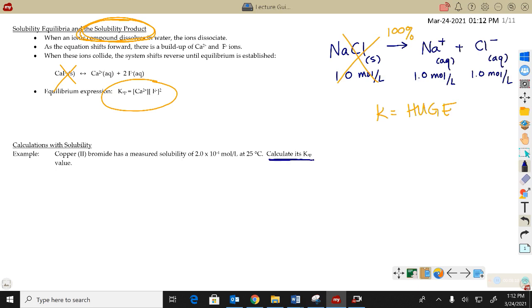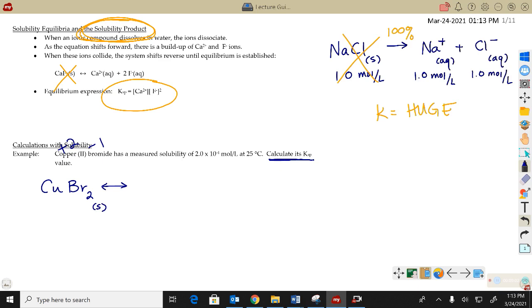Well, let's set up the ice table. So I've got copper 2 bromide. Well, that 2 is just telling me that copper's charge is +2. Bromine is a -1. So I'm going to have something like copper, I'm going to need 2 bromine, Br2. And then when we set up these equilibrium reactions, we'll use a reversible arrow. Look at that measured solubility. So I can only dissolve 2 times 10 to the negative 4th moles per liter. That's not much.